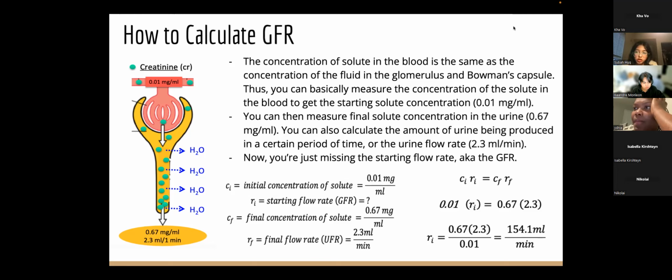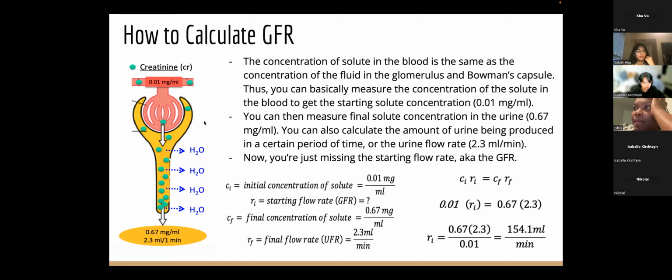And then you can also calculate the amount of urine the person produces in a specific amount of time and get the urine flow rate, which you can think of as the final flow rate. And in this case, it would be 2.3 milliliters per minute. So basically you have 3 values and you're just missing one value, which is the starting flow rate. So you have the initial concentration, the final concentration, and the final flow rate.